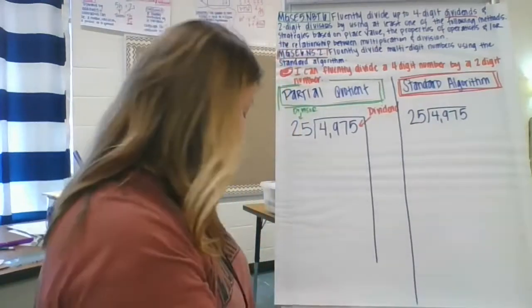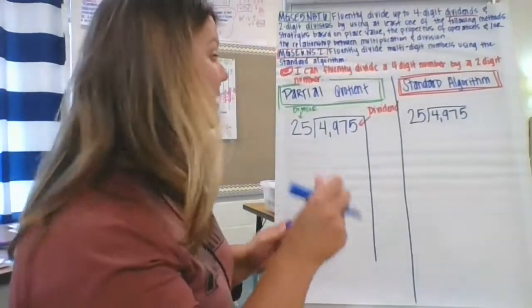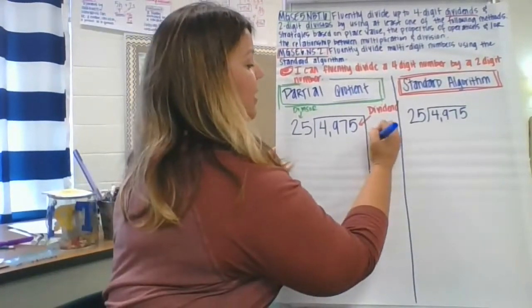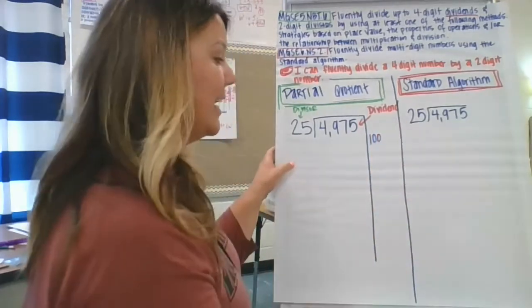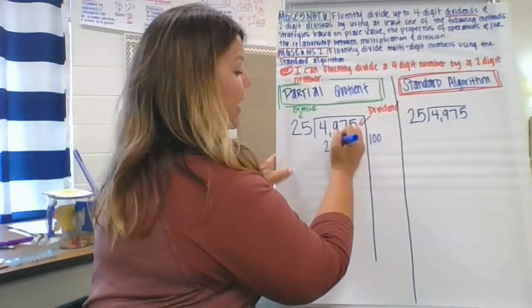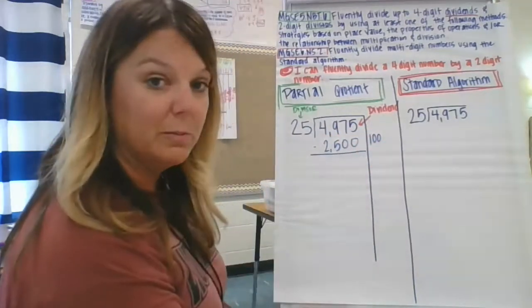So I can take 100. I dropped my marker. I can take 100 groups of 25 out to start off with. So I'm going to put my 100 to this side of the big 7. 100 times 25 is 2,500. And then I'm going to subtract.